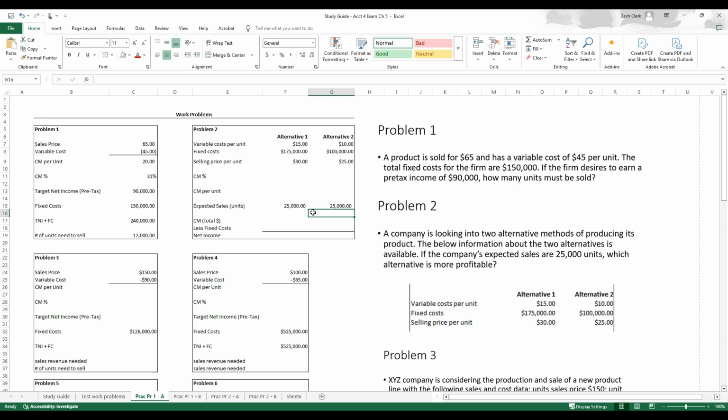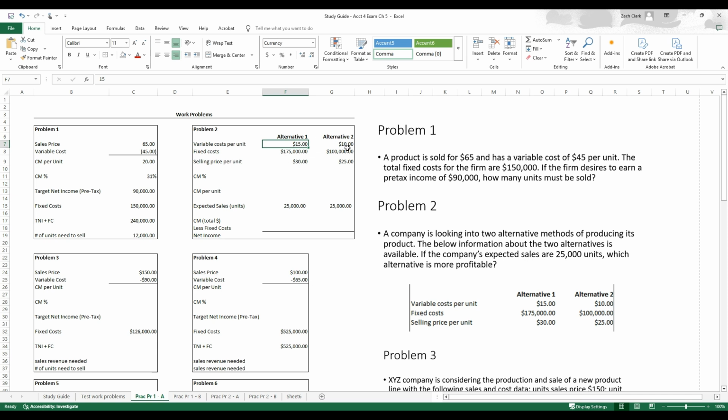All right, let's look at problem number 2. This says a company is looking at 2 alternative methods of producing a product, and the information below about the 2 alternatives is available. If the company's expected sales are 25,000 units, which alternative is more profitable? So we've got alternatives 1 and 2, and then we've got variable cost per unit, fixed costs, and then we've got selling price. So 2 different selling prices basically.